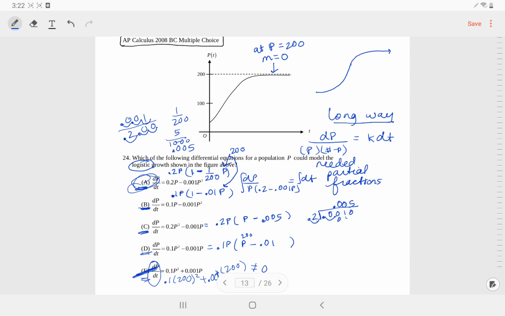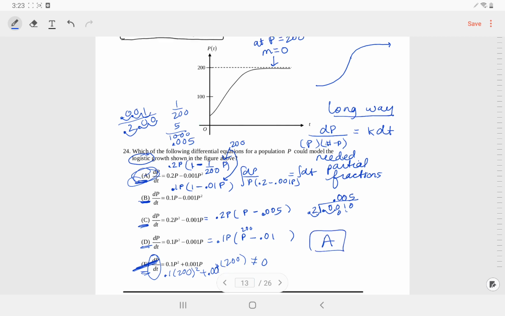Okay, and let's see what Mr. Calculus said. Mr. Calculus said only one of the 5 choices can be put in this form. So he forced it into this form as well. He doesn't show the ones that don't work, but he did find that the same one worked as me. So A. Very interesting.